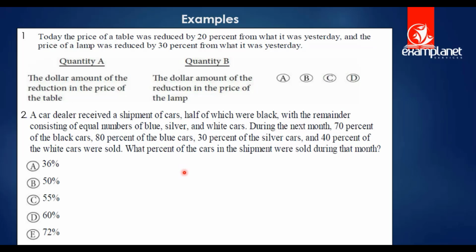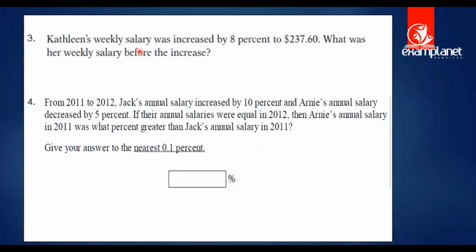Okay, let's see the next one. Next one says Kathleen's weekly salary was increased by 8% to $237.60. What was her weekly salary before the increase? Okay, Kathleen's weekly salary was increased by 8%. So we are already given a percent increase. So that means the initial salary increased by 8% to give this new salary, the final salary. So what was her weekly salary before that increase? That was the initial salary.